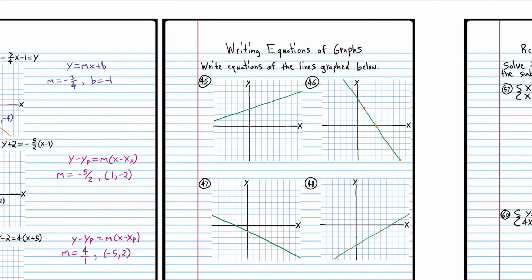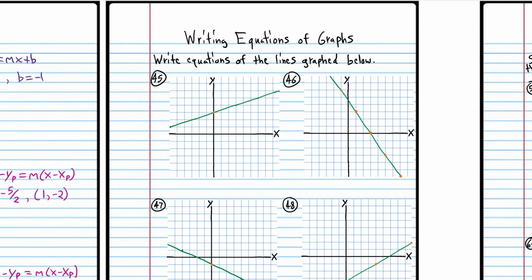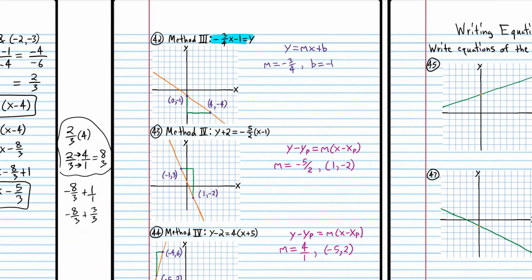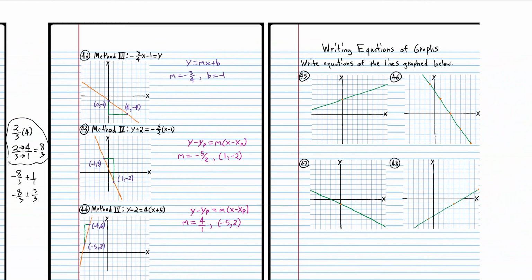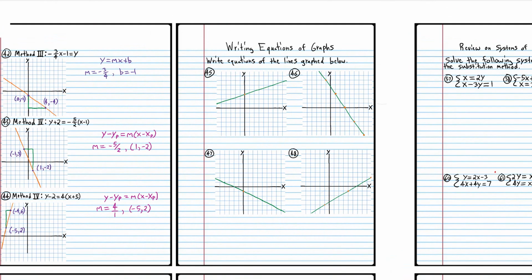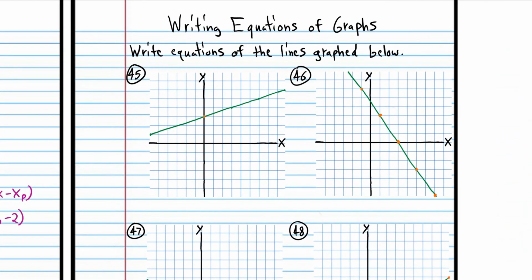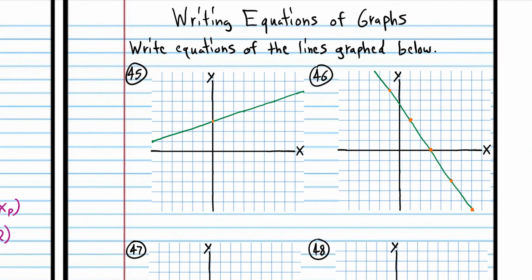So now we're going to go backwards. In the previous problems, you were given a linear equation and you were asked to graph it. But in these problems, you're given the graph and you're asked to find the linear equation. So we need some practice with that.